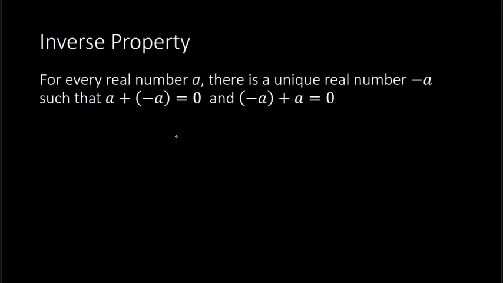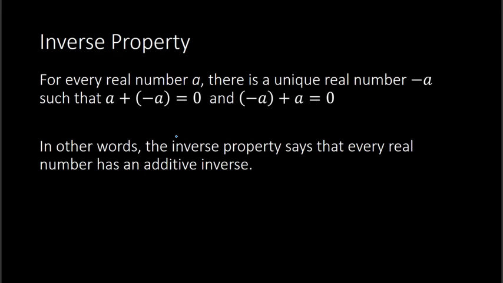Now we have what's called the inverse property, which in math notation says for every real number a, there is a unique real number -a, such that when I add them together, a plus -a, that will equal 0. And the other way around, -a plus a would also equal 0. In other words, the inverse property says that every real number has an additive inverse. So if you have the number 4, the inverse property says that there exists an additive inverse, which we know would be -4.